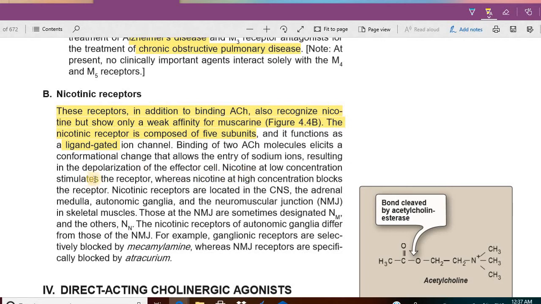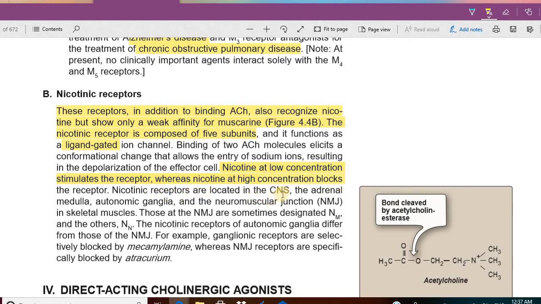Nicotine at low concentration stimulates the receptor, whereas nicotine at high concentration blocks the receptor. So this is an important point too: at low concentration nicotine activates the receptor, but at high concentration it blocks it. So nicotine can also act as an antagonist. This is the dual nature of nicotine: at high concentration it blocks the receptor.